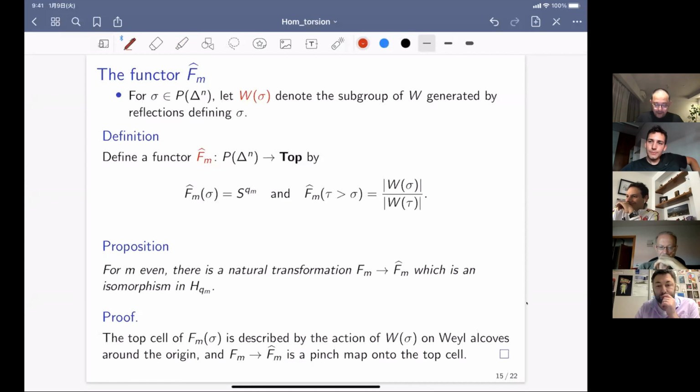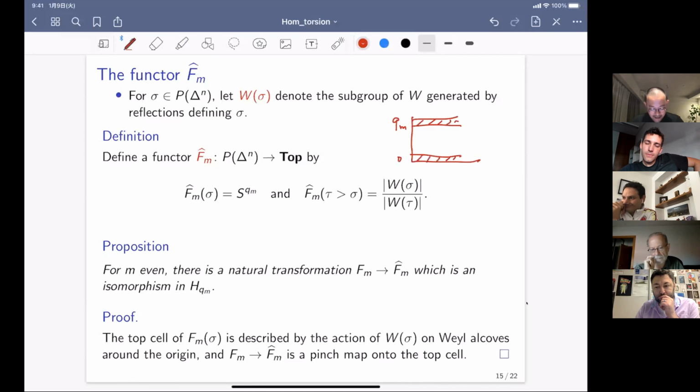So let's consider the Bousfield-Kan spectral sequence of this for hocolim F_m hat. The only non-trivial parts are the zeroth line and the Q_m-th line. So this is much easier to compute than the Bousfield-Kan spectral sequence for hocolim F_m.